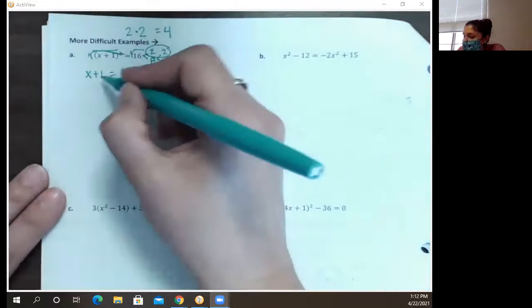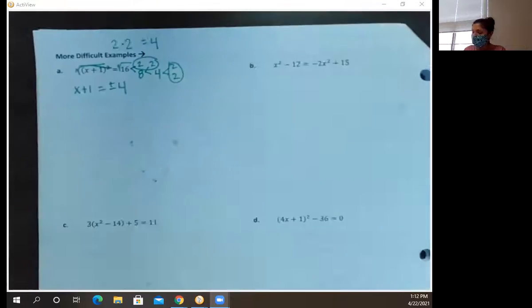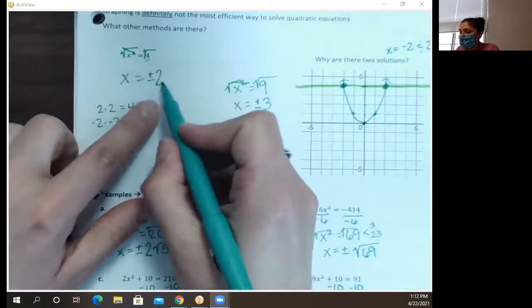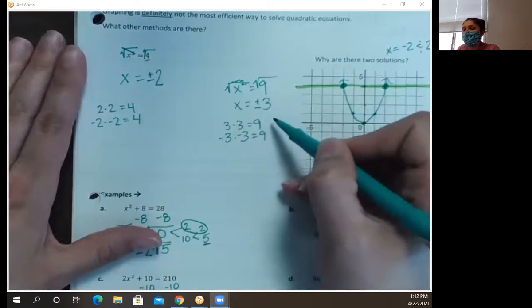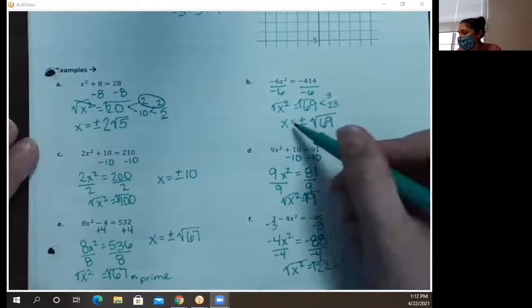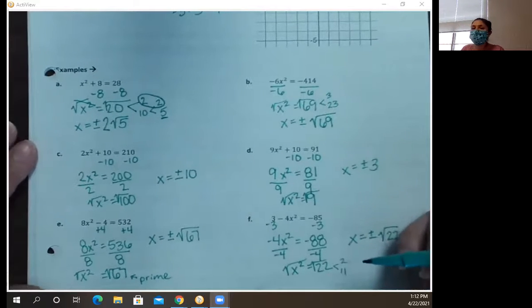Okay, so x plus 1 equals plus or minus 4. Now, for all the problems that we saw on page 5, if I flip back for just a second, I had positive 2 and negative 2, or positive 3 and negative 3, or positive 10 and negative 10, or positive square root of 69 and negative square root of 69. I had the same sort of absolute value number, but one positive and one negative, right?